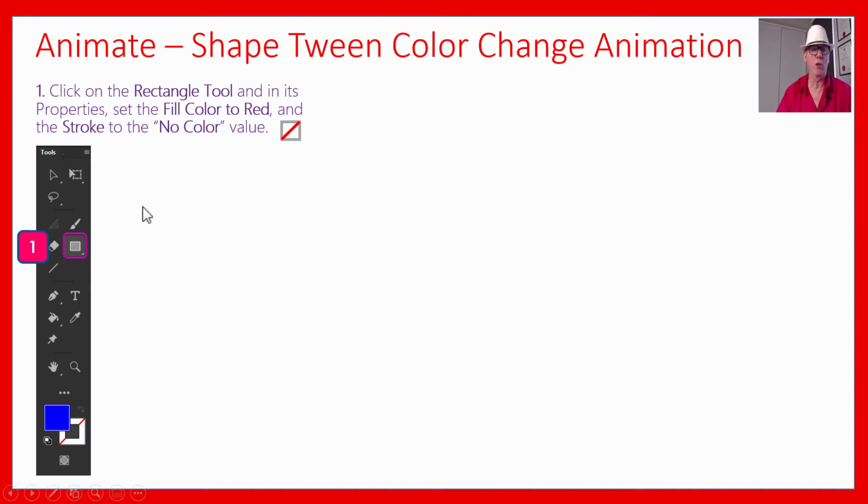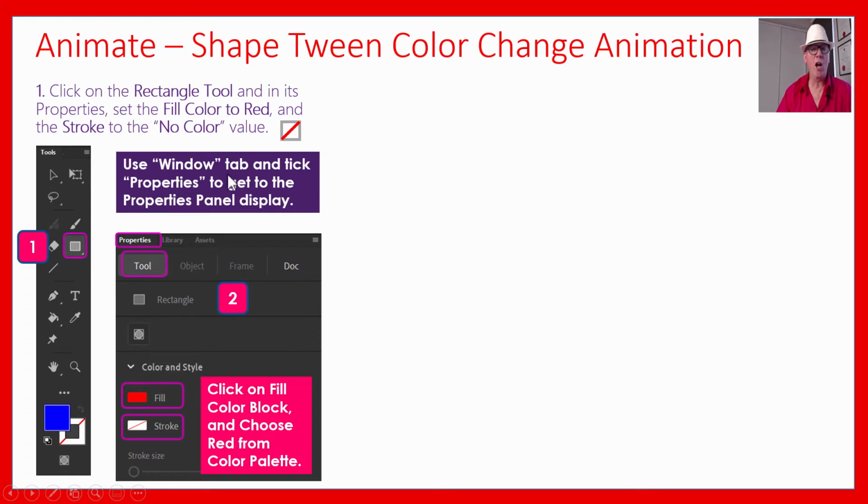But we basically want no color for that. We need to change this blue into a red. So you can go window up the top and go properties. There is also a shortcut icon on the screen for bringing up the properties, which we'll show you in the live demo. But just go up the top and go window and tick properties. And then make sure you're on tool, because we're on rectangle here and we're interested in the properties for the tool. You can click on stroke and just pick the no color symbol.